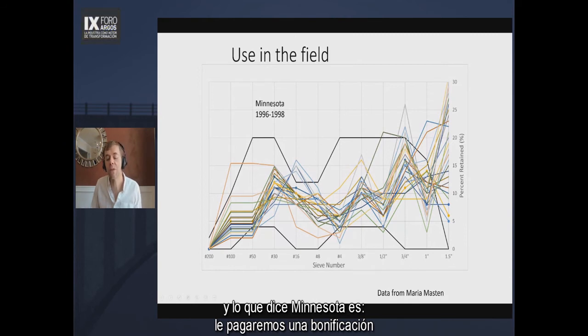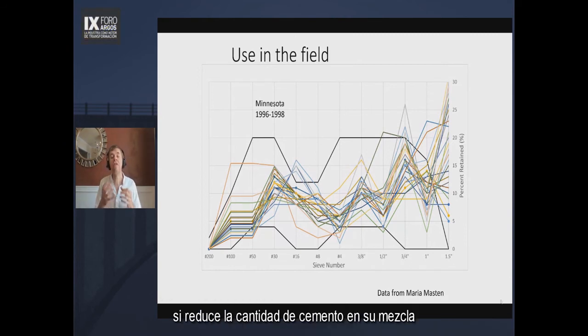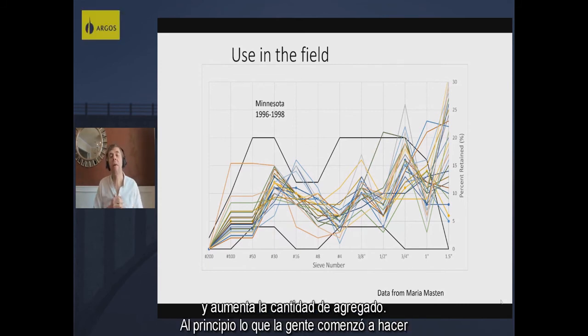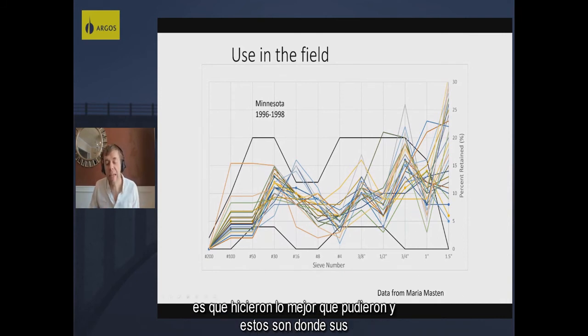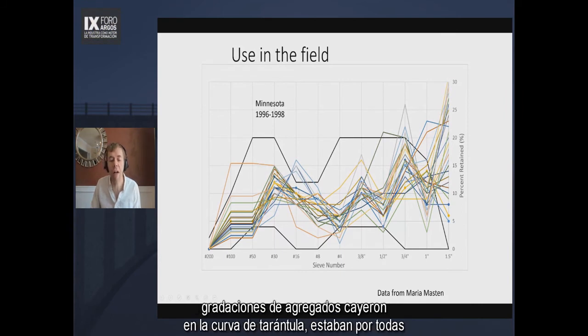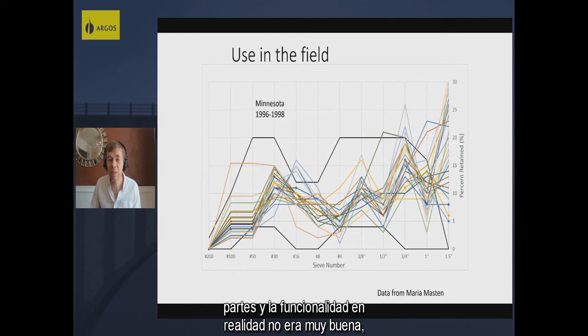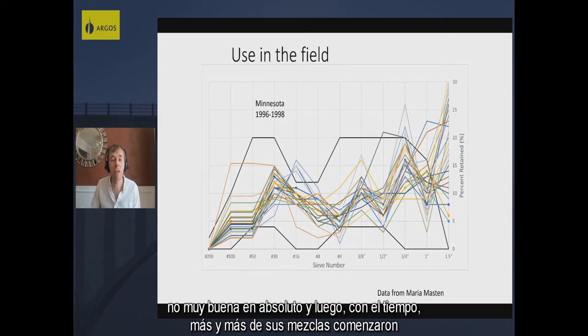And what Minnesota said is, we're going to pay you a bonus if you will reduce the amount of cement in your mixture and increase the amount of aggregate. And at first, what people started to do is they did the best they could, and these are where their aggregate gradations fell on the Tarantula Curve. They were all over the place, and the workability was actually not very good at all.